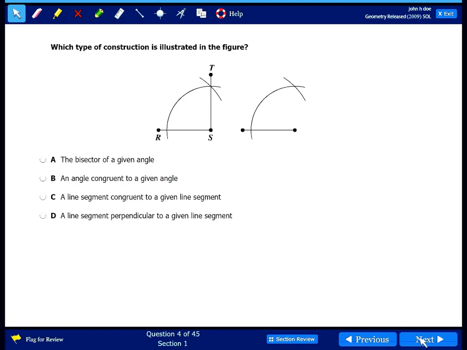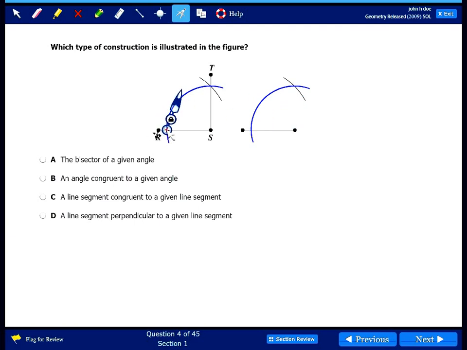This one says, which type of construction is illustrated in this figure? Well, I'm going to draw this out to kind of help you. This is the compass. So the first step, we're putting our compass right on the dot. And actually, we're doing it over here first. And we're making an arc. So we go over to the dot, and we make that arc right there.